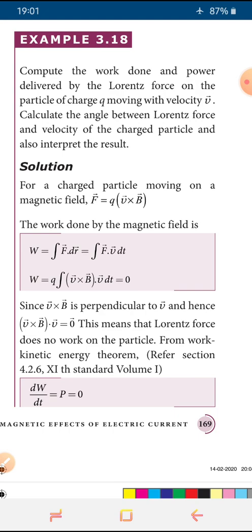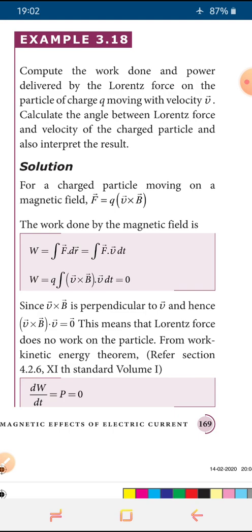Listen to the question. Compute the work done and power delivered by the Lorentz force on a particle of charge q moving with velocity v vector. Calculate the angle between the Lorentz force and the velocity of the charged particle, and also interpret the result. So we have to explain the result too.